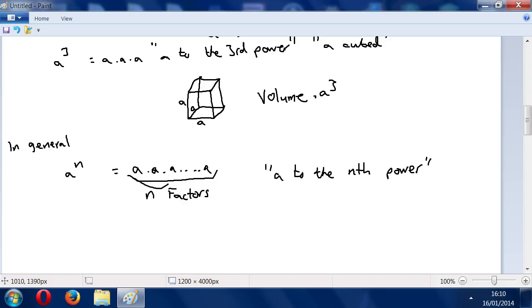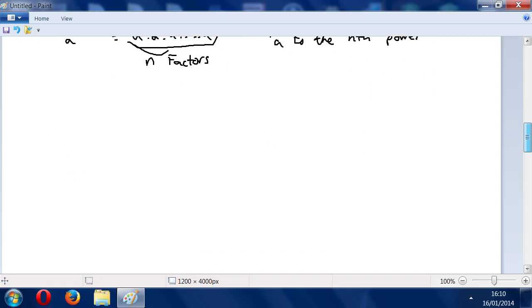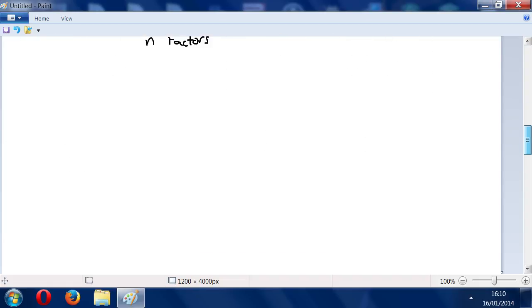All right, so basically that would be a to the n power. So that's in cases where the early powers are not enough. But yeah, there'll be n factors either way. Okay, so now we're going to consider.